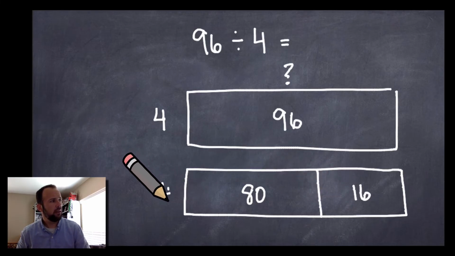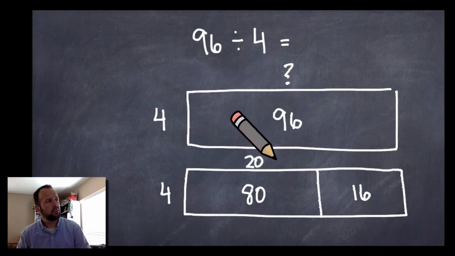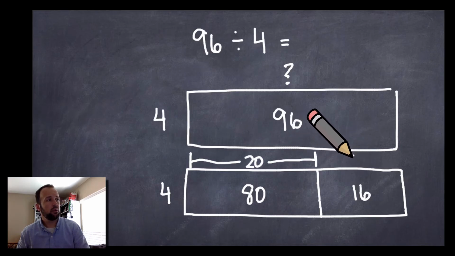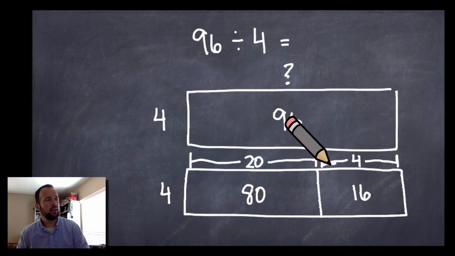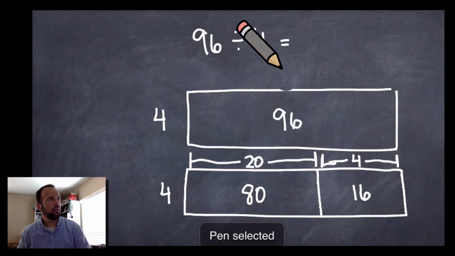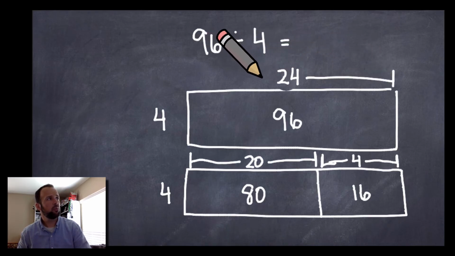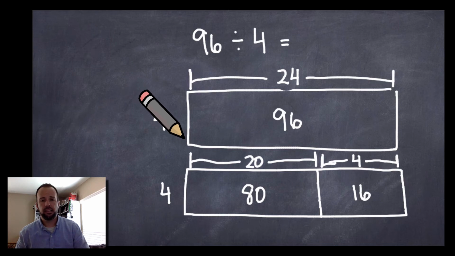So I'm going to split this into 80 and 16. This would be 20, because 4 times 20 would give me 80. And then this one would be 4, because 4 times 4 would give me 16. If I add those two together, that gives me 24, which means this would have to be 24. 4 times 24 would give me 96, okay?